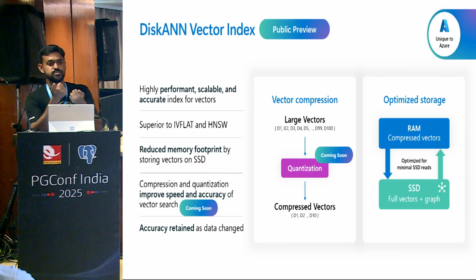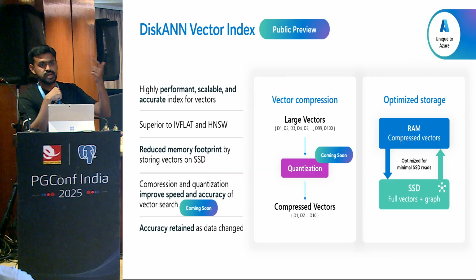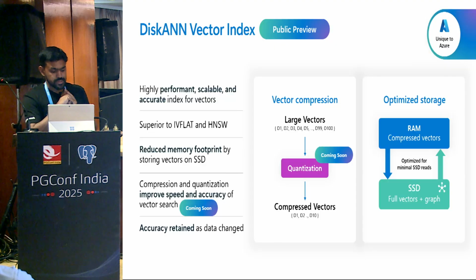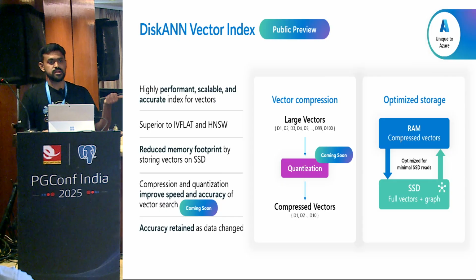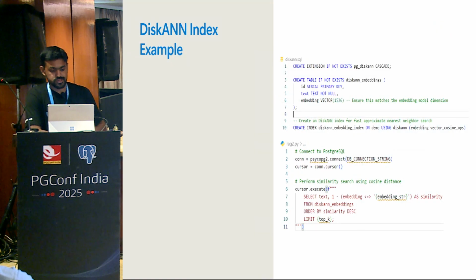And with that compressed version of the graph, it's going to return answers based on the queries that it's coming. Okay, so the accuracy is retained superior when compared to IVF flat and HNSW. And currently this is available in flexible server, and it's also exposed through a particular extension called PG disk-ANN.